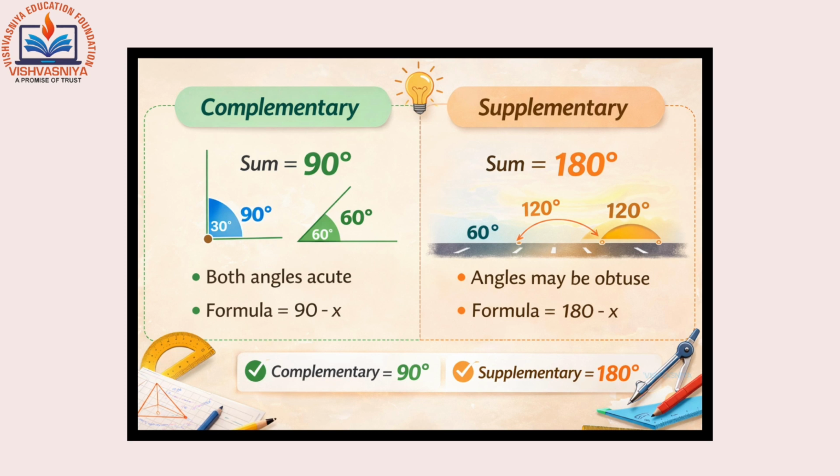Let us quickly compare complementary and supplementary angles. Complementary angles add up to 90 degrees and both angles must be acute. Supplementary angles add up to 180 degrees and can include obtuse angles. The formula for complement is 90 minus the angle, while the formula for supplement is 180 minus the angle.